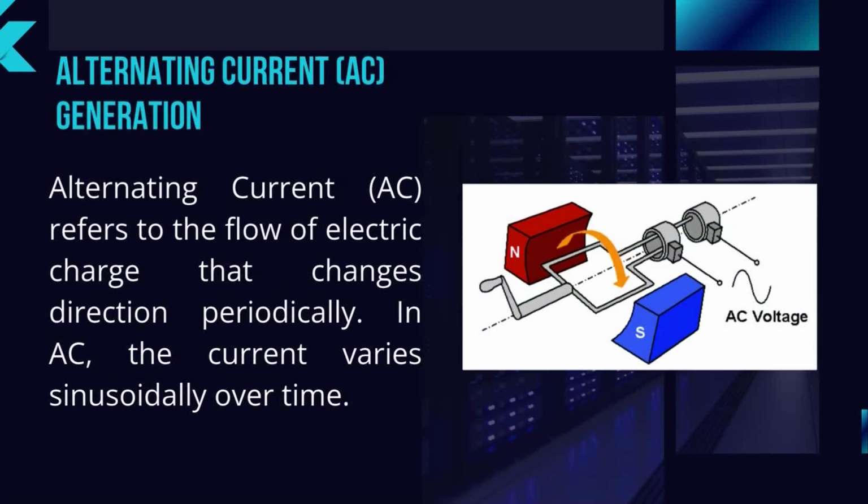Now let us see what is the alternating current generation. Alternating current refers to the flow of electric charge that changes direction periodically. In AC, the current varies sinusoidally over time. Now, how is AC generated?